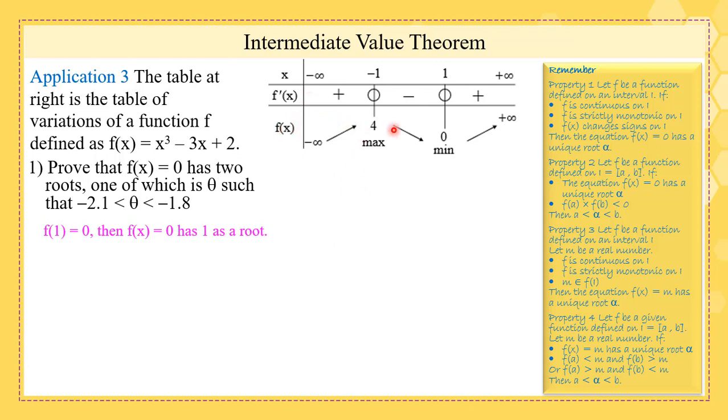From the table, we can see that f of 1 is 0, so we can automatically say that f of x equals 0 has 1 as a root. So this is the first root.